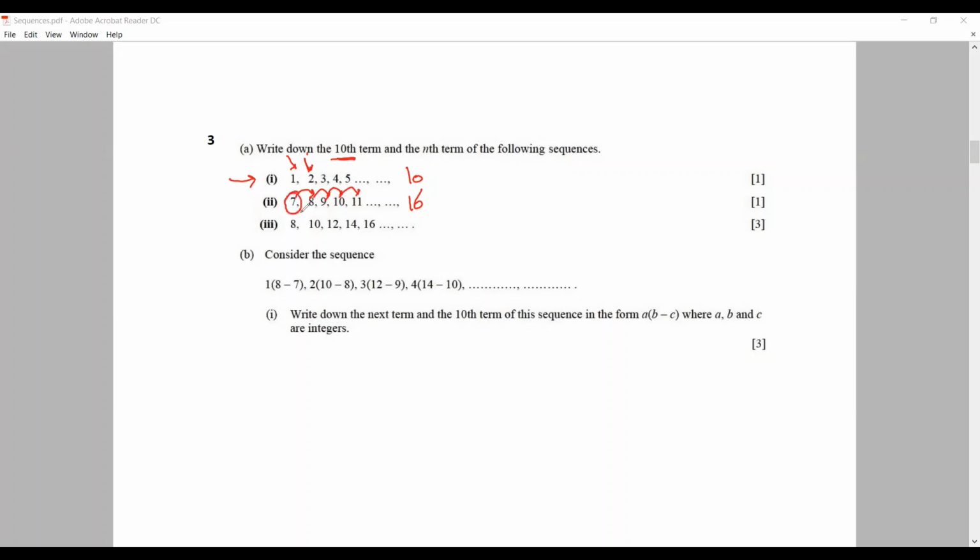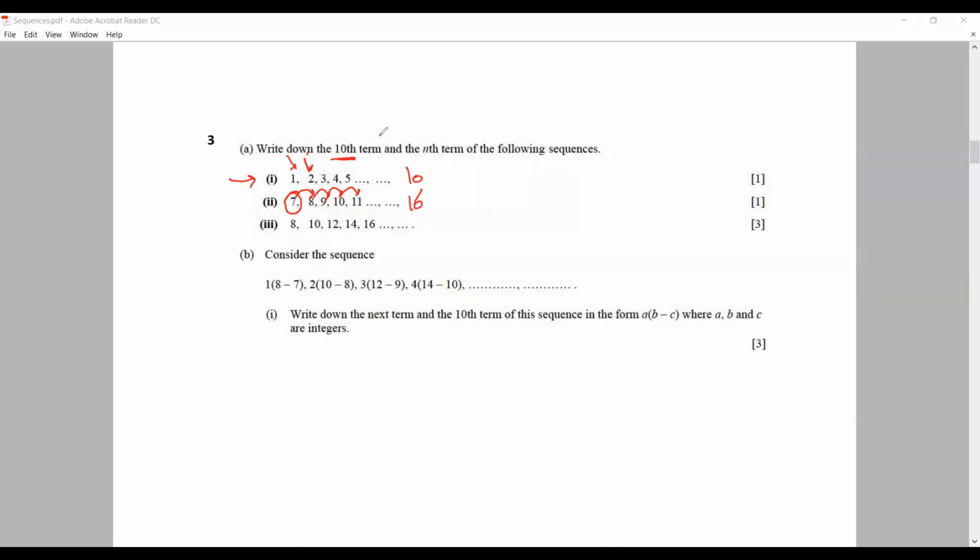So why not 17, 10 units after that, right? This is where some students make a reckless mistake. So remember, for the top one, for the 10th term, we added 9 to 1 to get the 10th term, right? So you have to do the same thing here. 7 plus 9 is actually 16, right? Not plus 10.